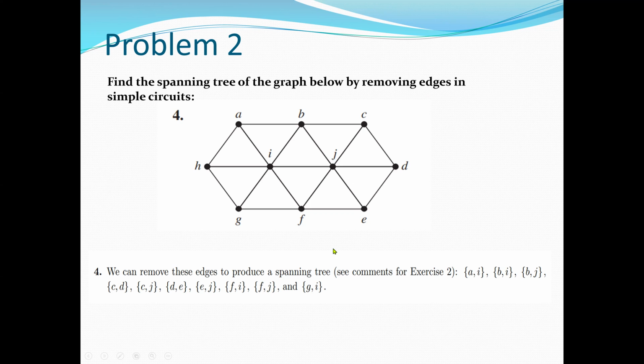And then we form a spanning tree. So you can see that we still have all our vertices. The only things we remove are AI, BI also, then BJ, then CD. So we remove CJ, then remove CD. Then we also can remove EJ and FI, and also FJ, and also GI. And the rest we have is a spanning tree with no simple circuits.